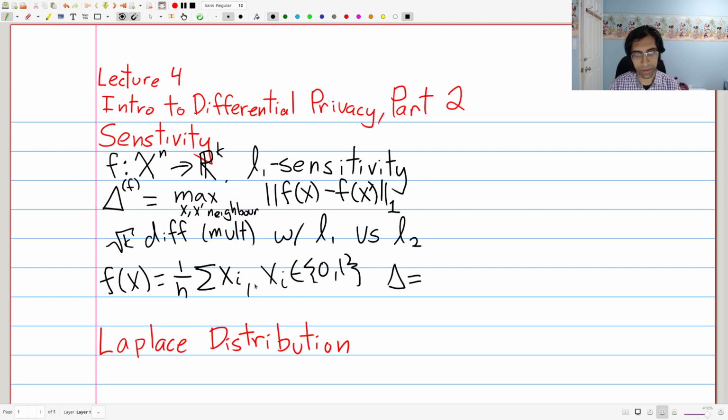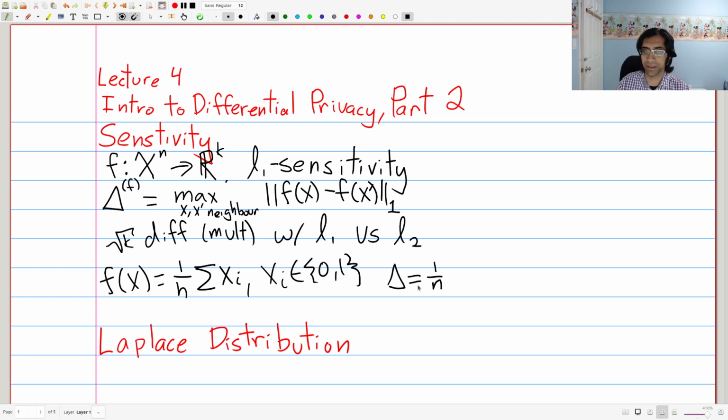Well, it's not too hard to see that if you change one bit from a 0 to 1 or 1 to 0, then this will change the sum by at most 1, and therefore will change the overall absolute value of the function by 1 over n. So it's not too hard to see that the sensitivity of this quantity is 1 over n. Okay, so that's the sensitivity.